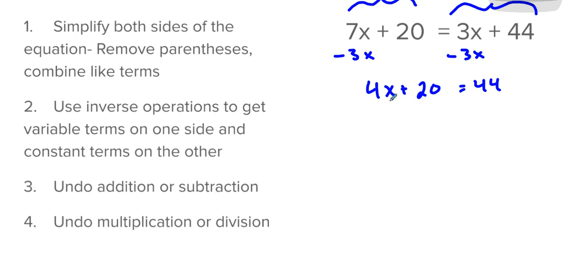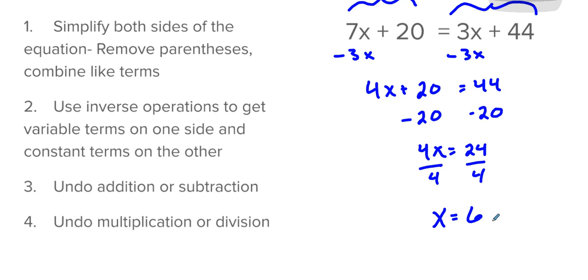It's kind of important that we can do those two-step equations, because that's really where we get to when we solve a lot of these multi-step equations. Now they're simplified on both sides, but we have constant terms on both. So I'm going to subtract 20 here. That's 4x equals 24. Divide both sides by 4. X is equal to 6.